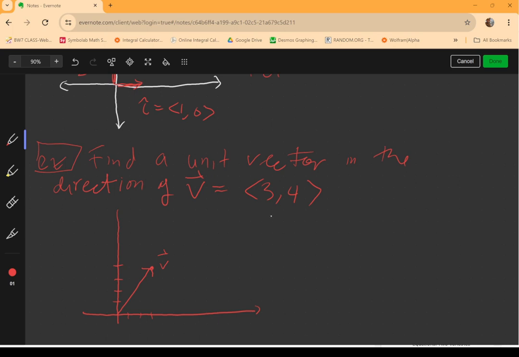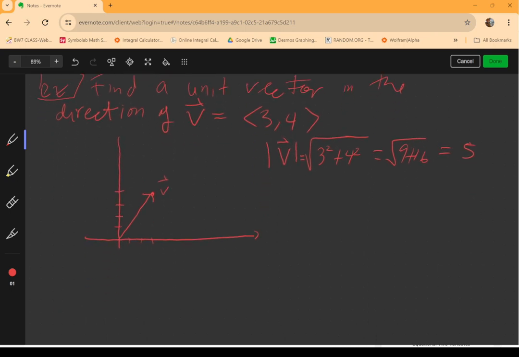Now, if we find the magnitude of V, it equals the square root of 3 squared plus 4 squared. That's 9 plus 16, which is 25, and the root of 25 is 5. So we see it has a magnitude of 5, clearly not 1, clearly not a unit vector. But what we're asked to find is a unit vector in the direction of V.